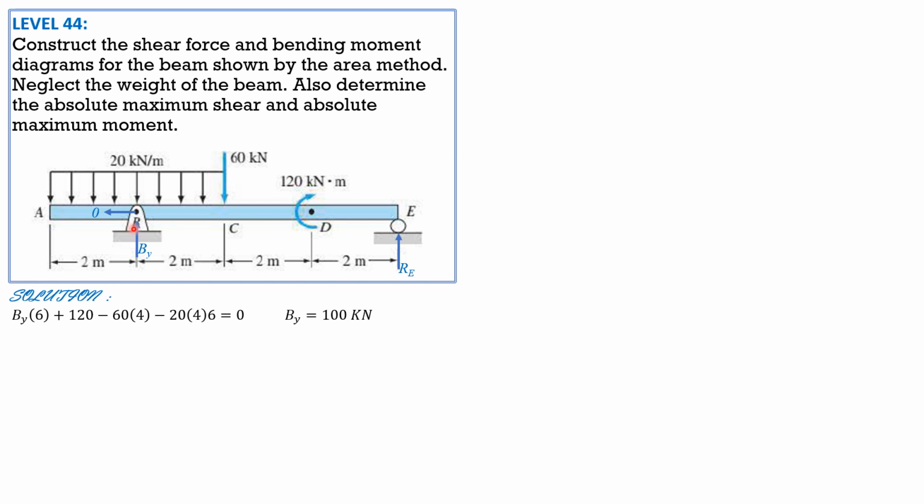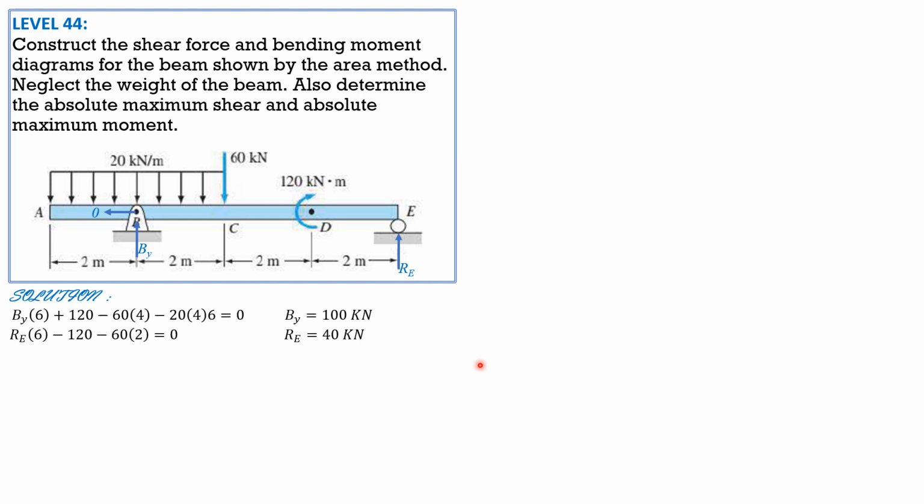Likewise, summation moment B equals 0, counterclockwise positive. So take note that the centroid of this rectangular loading is here at B, so the moment arm is 0, so we don't need to include this in the moment equation. So R sub E times 6 minus 120 minus 60 times 2 equals 0. So R sub E is equal to 40 kilonewtons. So that's 140. 20 times 4 is 80 plus 60 is also 140.